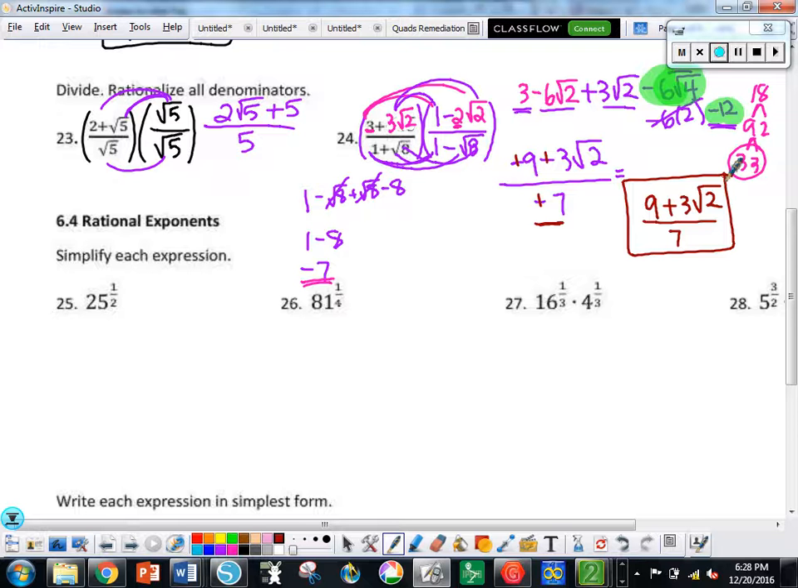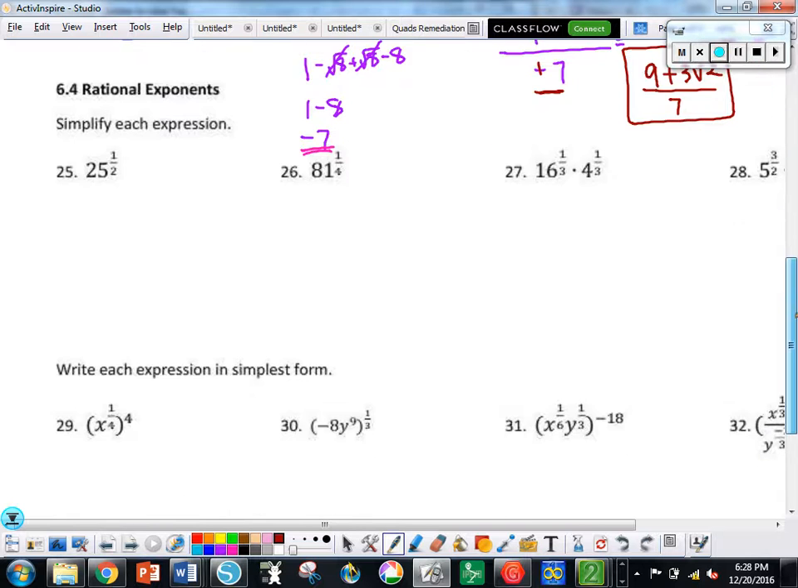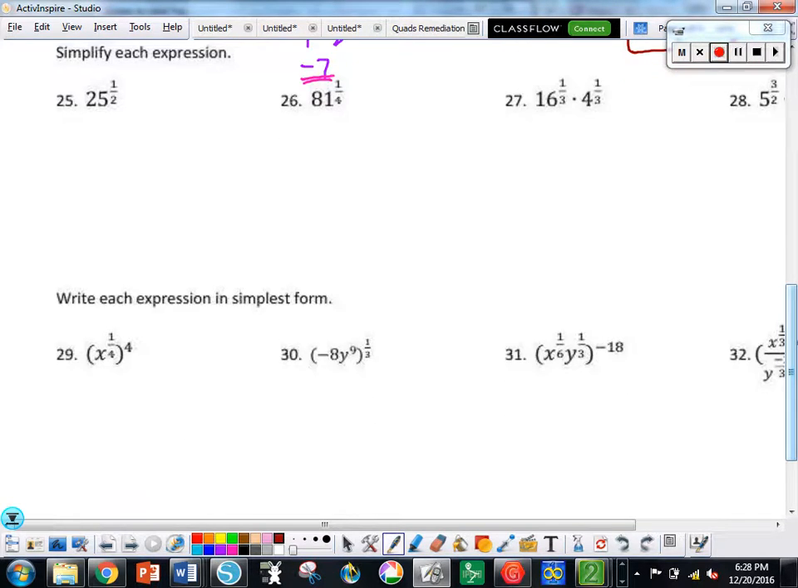Okay. Next one. We're talking about rational exponents. So this is all of the information after the test or the quiz that we took. If you're looking at these problems, the ones that you need to know how to do are all of them. Please know everything. Okay, 25. And this is like saying the square root of 25, which is 5. This is like saying the fourth root of 81.